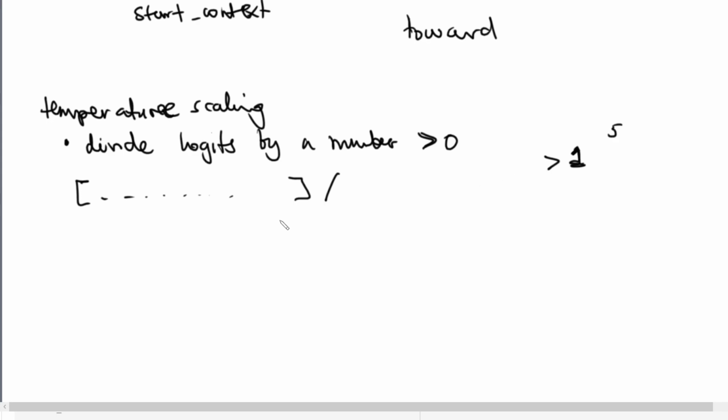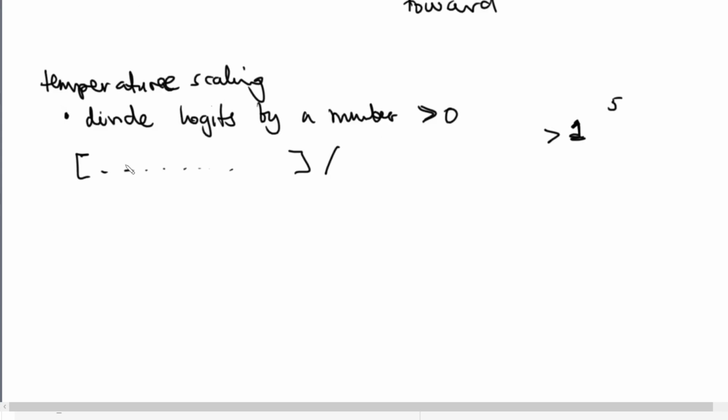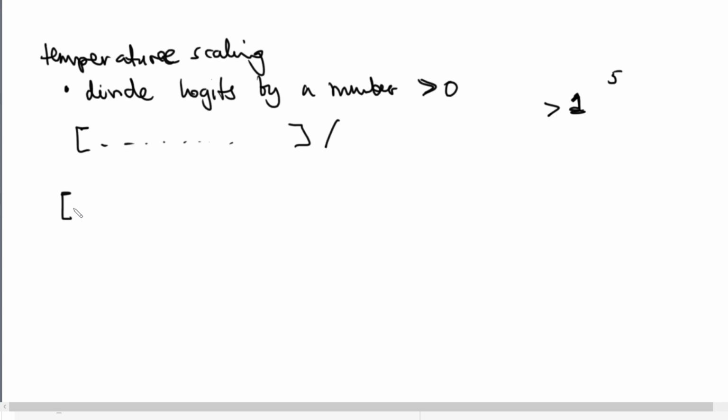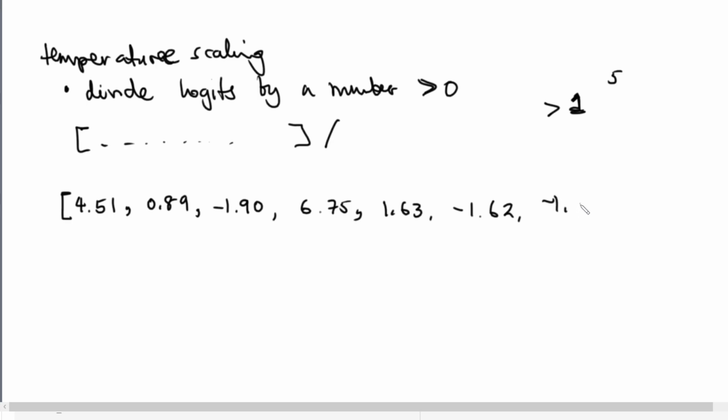You remember the logits that we had. Let me actually write them so maybe it will make sense. You remember when we did the next token, we put "every effort moves you", and according to our dictionary, we got these as our logits: 4.51, -0.90, 6.75, 1.63, -1.62, -1.89, 6.28, and finally 1.79. These are the logits that we had.